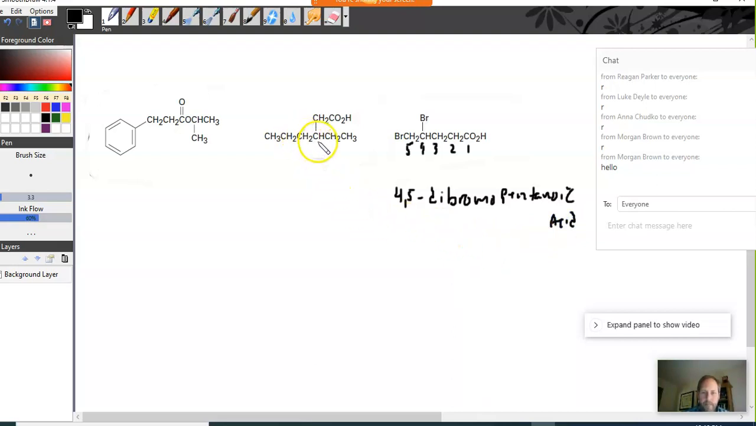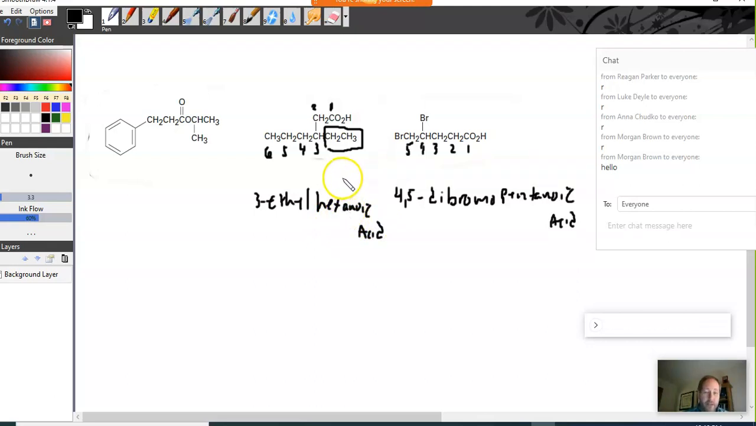Next one, same type of thing. Start at the carbon with the acid. That's carbon 1, carbon 2, carbon 3, 4, 5, 6. And then we have this substituent. So 3-ethylhexanoic acid. Right? And remember, I don't have to say 1-oic acid or anything because the carboxylic acid is always at carbon 1.